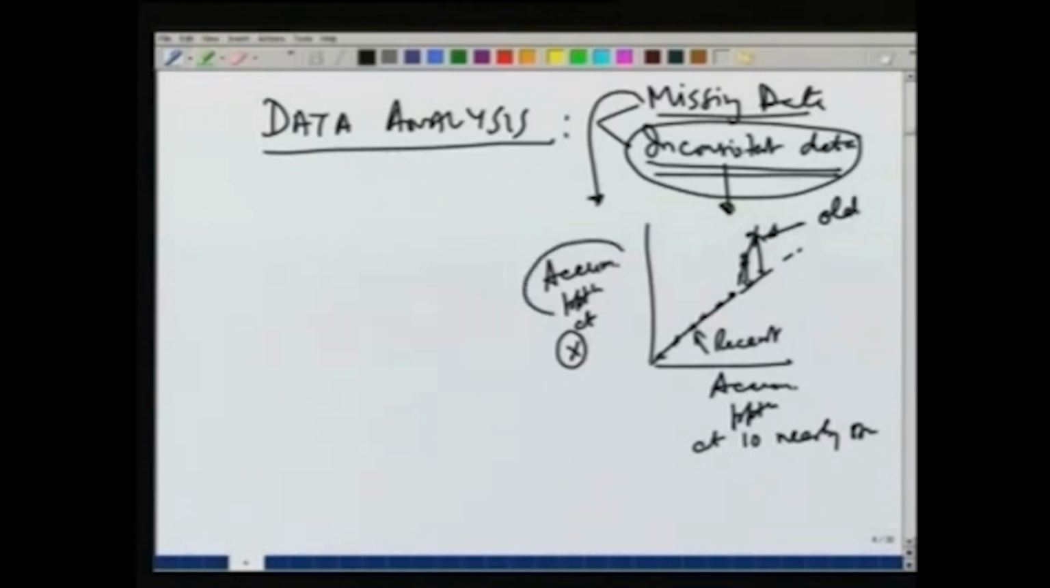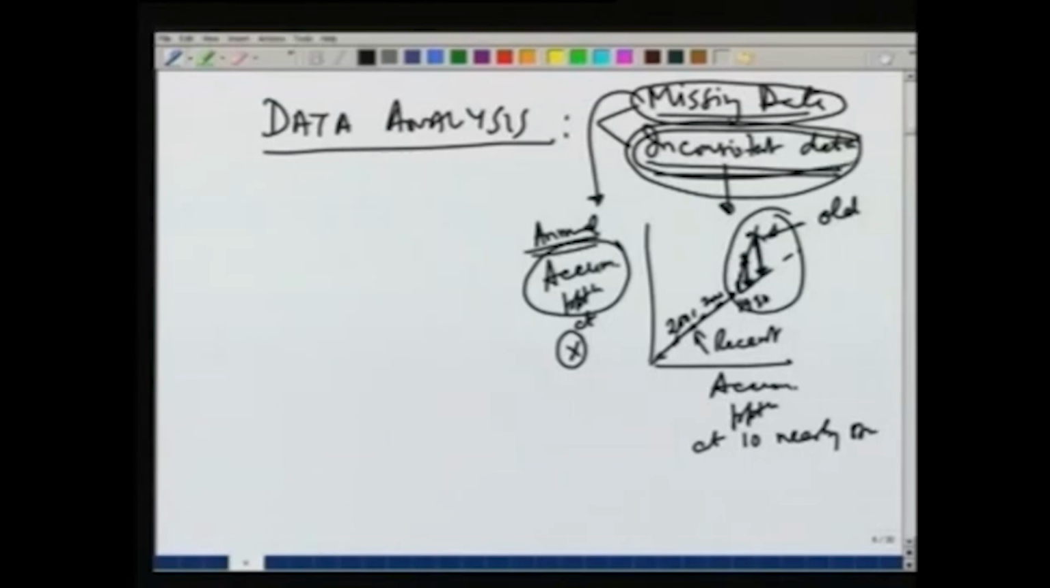Typically, this accumulated precipitation is an annual value. So, suppose this is year 2001, 2000 and so on. Beyond 1990 we say that before 1990 there was some inconsistency in the data, and we can modify those values so that they can be brought to this line and made consistent. So, these two data analysis tools, we have seen how to estimate missing data and how to make data consistent if it is found to be inconsistent.